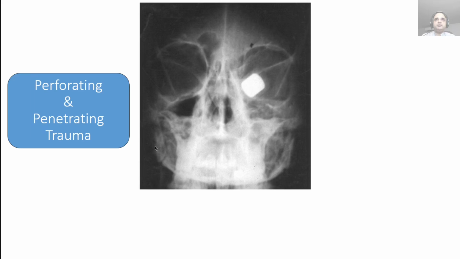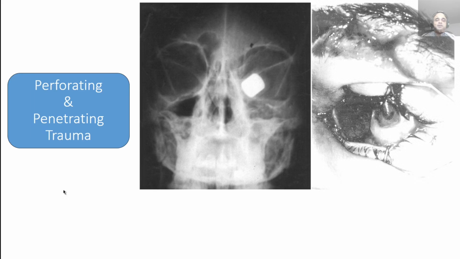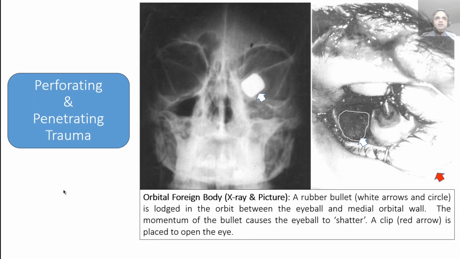This is another example of a foreign body. This is a rubber bullet, and this has caused this to the eye. It has basically shattered the eye. It has shattered the eye to an extent that it becomes a non-seeing eye. So in order to see this eye, we needed to apply a clip or a speculum to open the eye.